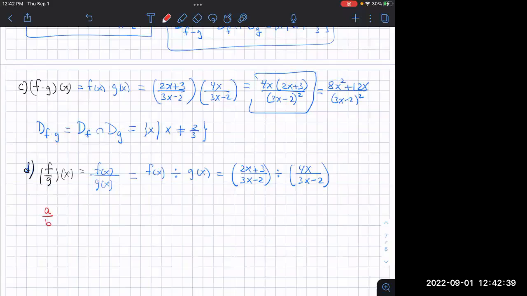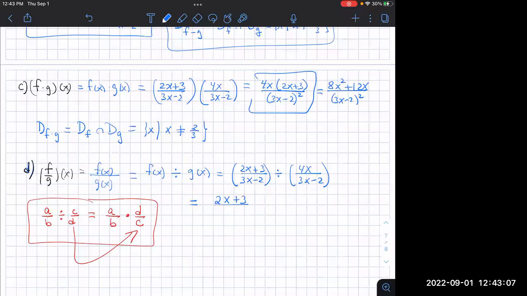The rule says if I have A over B divided by C over D, the division becomes a multiplication of the first fraction and the reciprocal of the second fraction. So the second fraction flips. So we do that. The first fraction stays put, 2x plus 3 over 3x minus 2. The second fraction, you flip it, so it's 3x minus 2 over 4x.